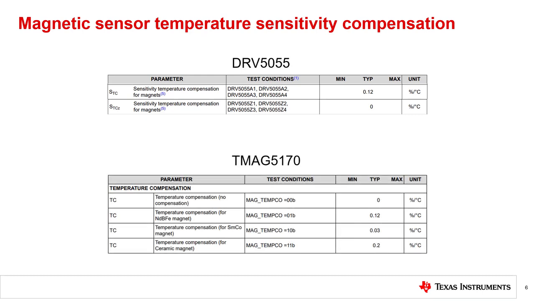In other cases, the temperature compensation may be user programmable, as shown in this excerpt from the TMAG5170 datasheet, which offers a temperature compensation register to allow the use of no temperature compensation or neodymium, samarium cobalt, and ceramic magnet types with coefficients of 0, 0.12, 0.03, and 0.2% per degree Celsius respectively.